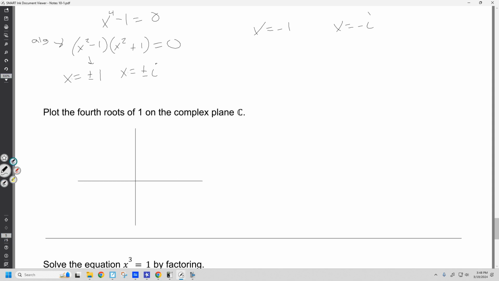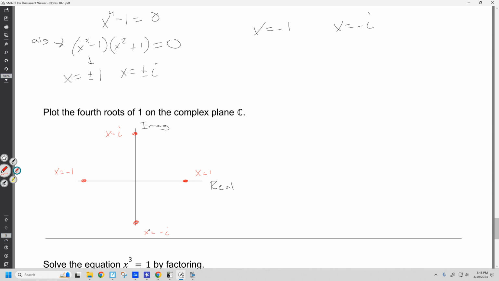Now I'd like you to actually graph those 4 on the complex plane. So remember, it's not x's and y's, it's a real part, an imaginary part. Cool? Here is x equals 1. Here is x equals -1. Here is x equals I. Here is x equals -I. These are the 4 roots, the 4th roots of 1. These are called roots of unity.